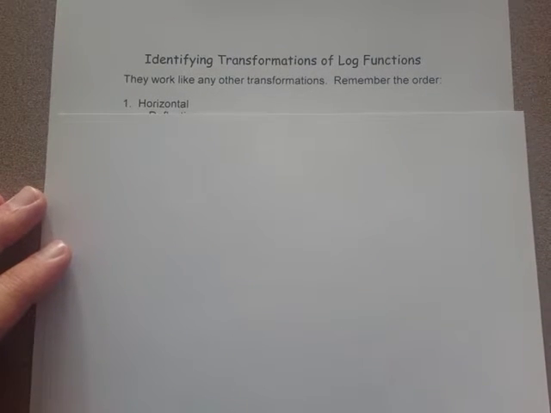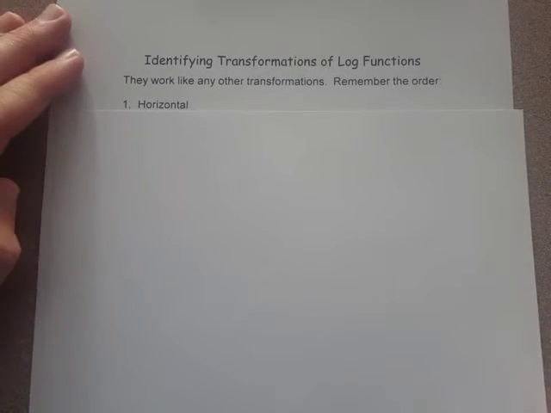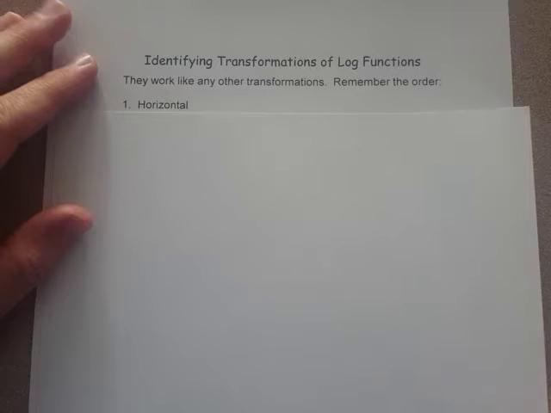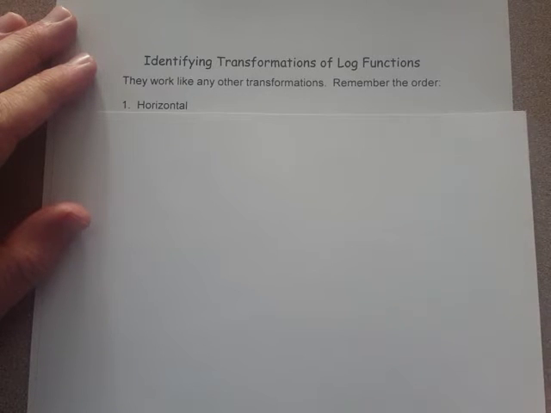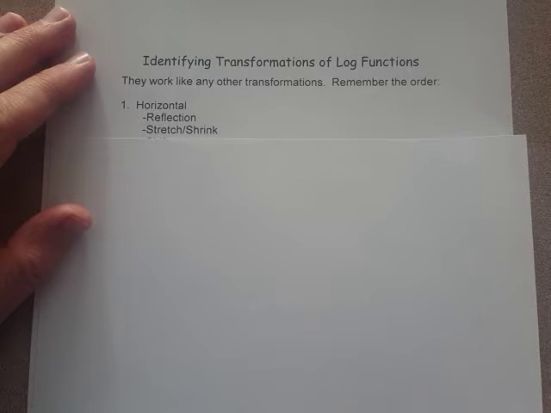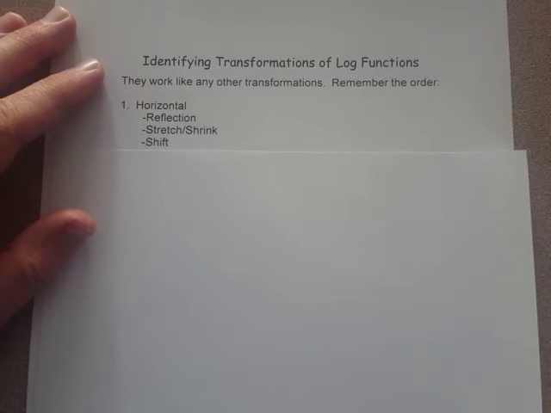Now, I want you to remember the order of transformations as we've had them for all functions so far. The order is important in a lot of ways. First of all, we start with the horizontal stuff, and that means either reflections or stretch and shrink. Remember that those two are basically on the same step, so you can flip those around if you want, but shift, the left or right, definitely does have to come after that.